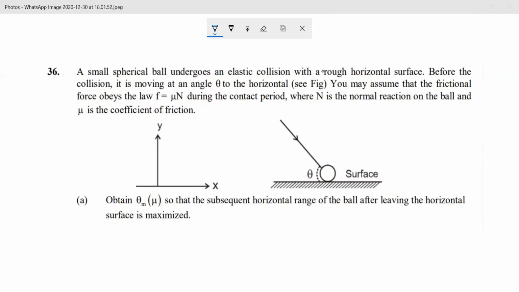Okay, so let's go through the working of this question. Yeah, Ganesh, I'll verify. Okay.